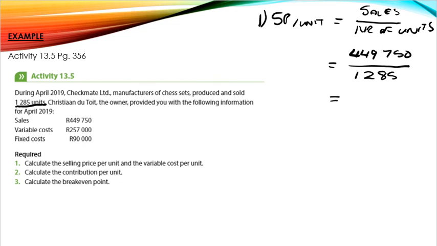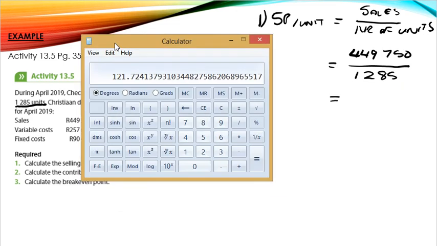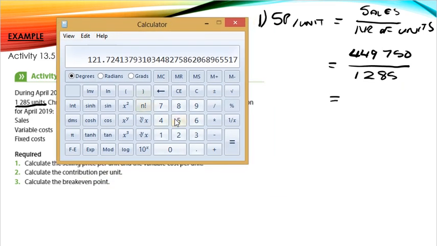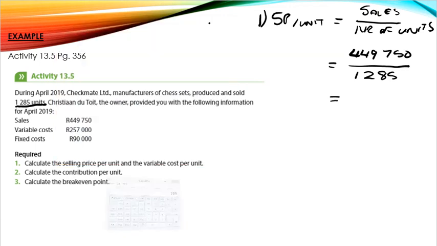Then we can grab our calculator, and 449,750 divided by 1285 gives me a selling price of 350 Rand per unit. Write this in here, 350 Rand per unit. I've got the first portion of that.